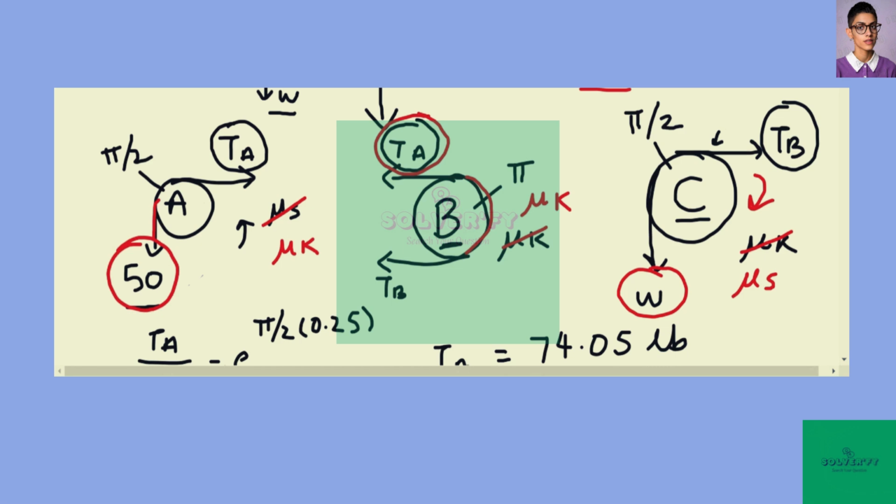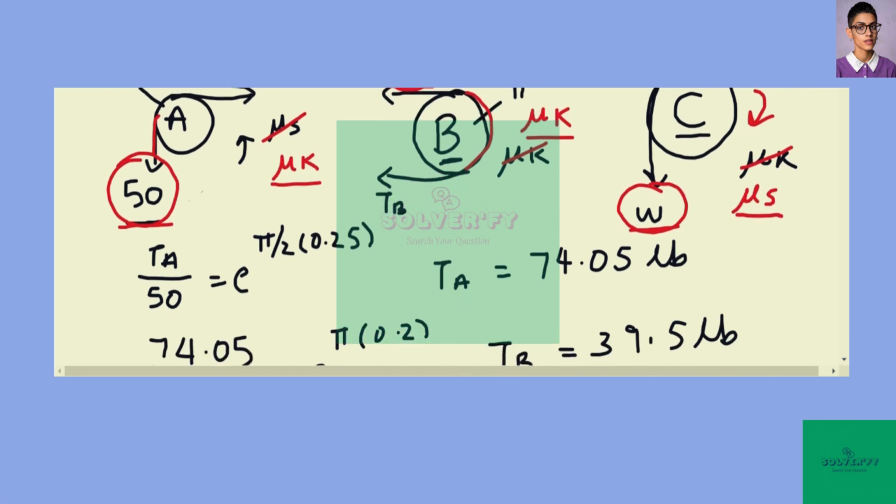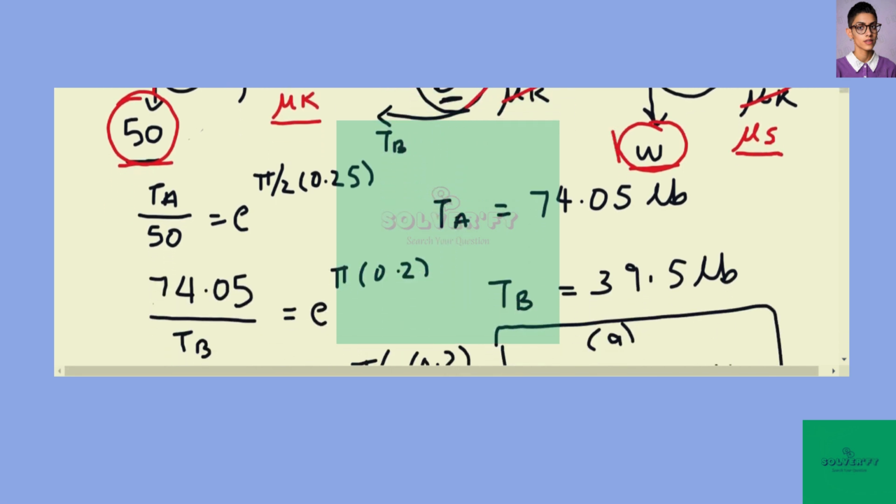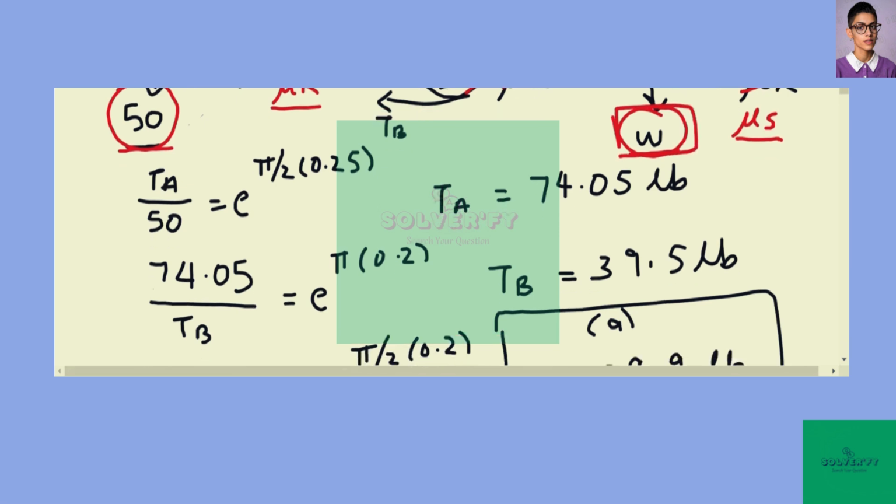So we made some changes to part B where we're using 50 pounds and the kinetic coefficient of friction for pipe A, TA as the higher weight, and the kinetic coefficient of friction for pipe B, and W as the higher weight and the static coefficient of friction for pipe C. So let's go ahead and solve our impending slip equations to get our value for W for part B.